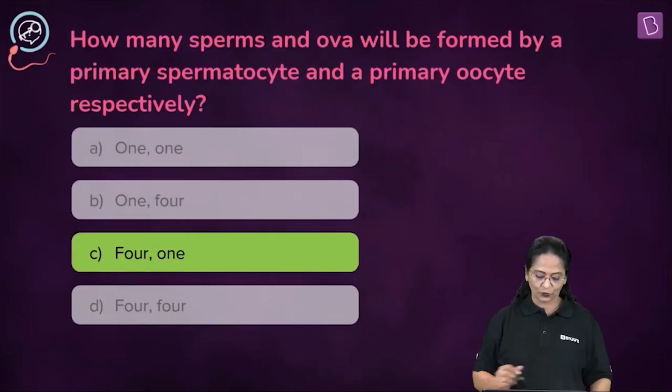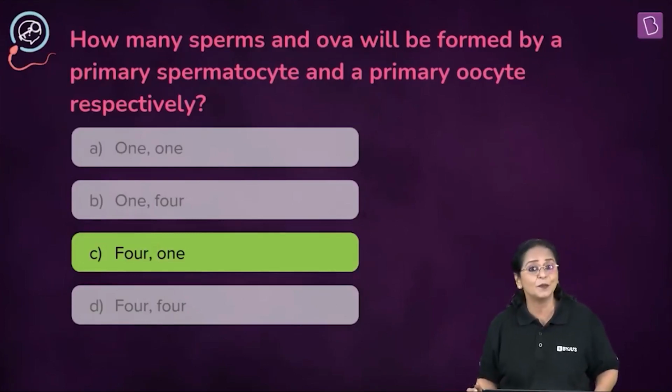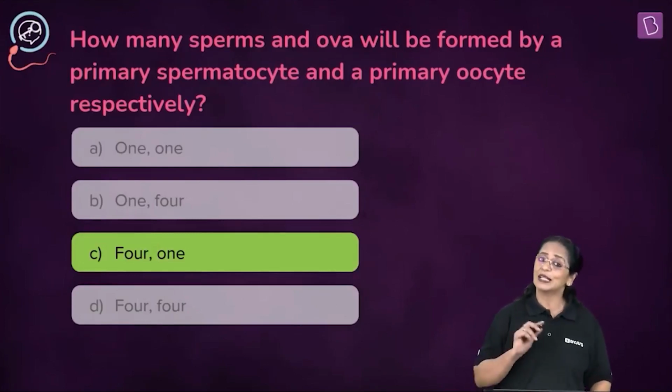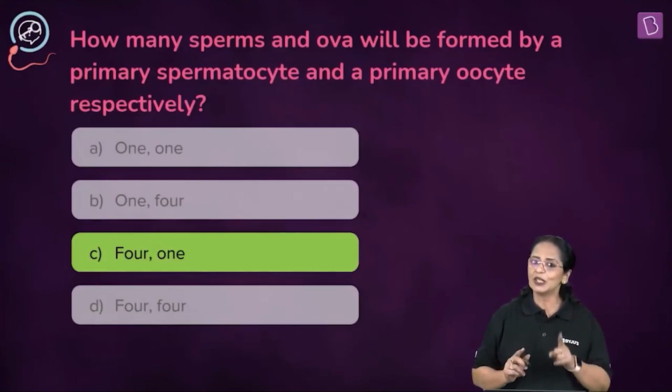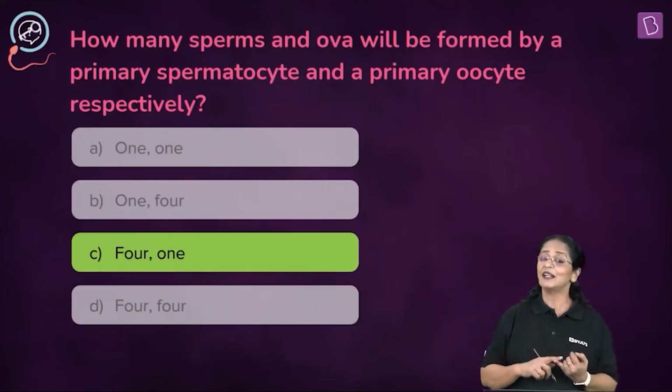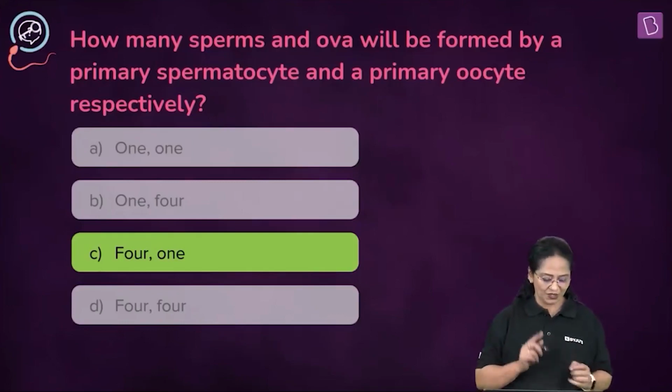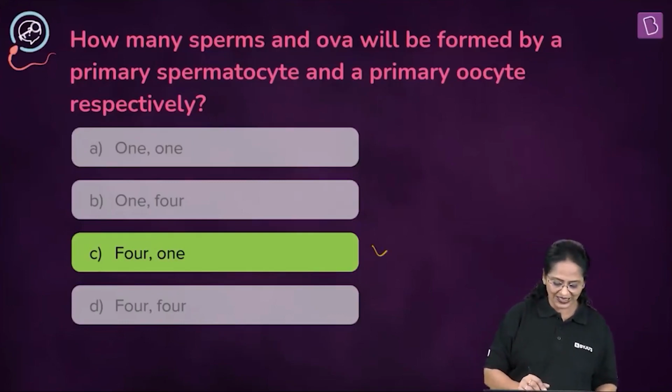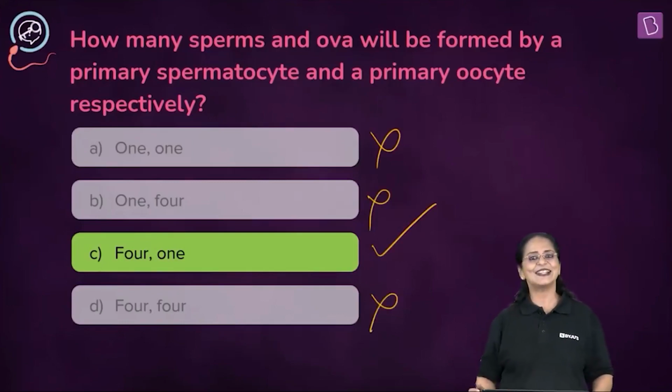So now if you look at this question, how many sperms and ova will be formed by a primary spermatocyte and a primary oocyte respectively? A primary spermatocyte gives rise to 4 sperms, and a primary oocyte, 1 ovum. So 4 and 1. Option C is correct. You can eliminate A, B and D. C is the right answer.